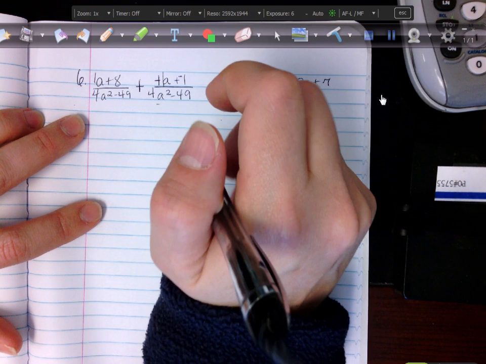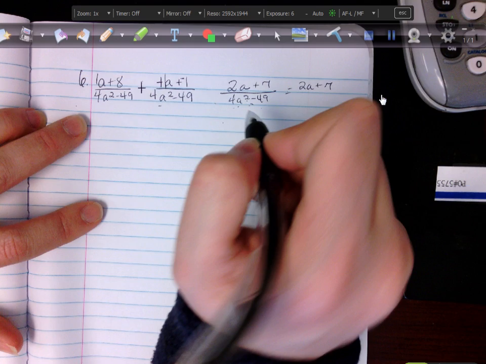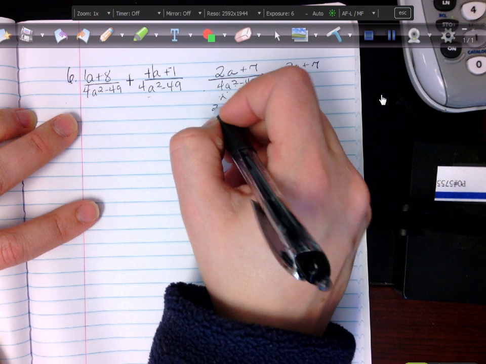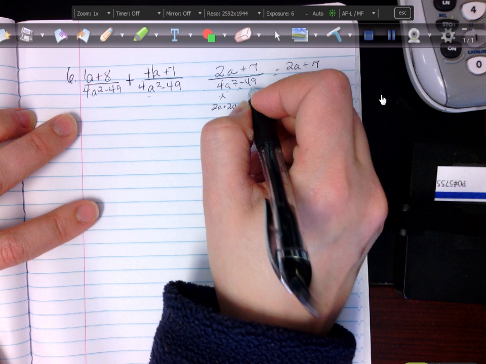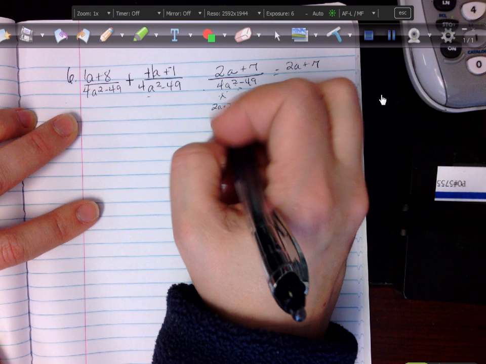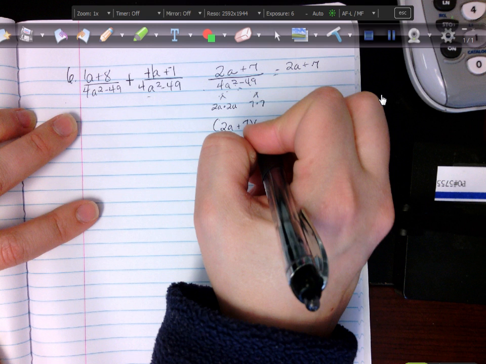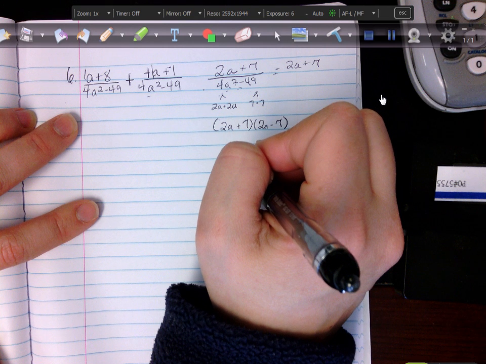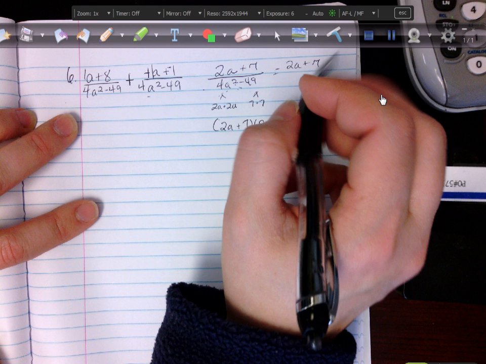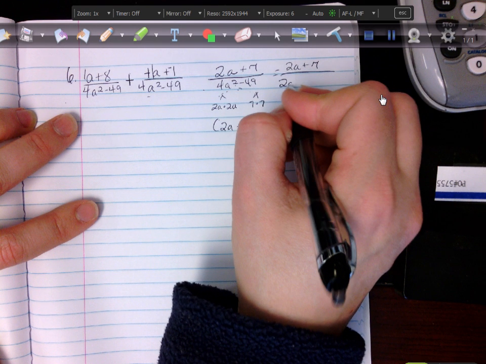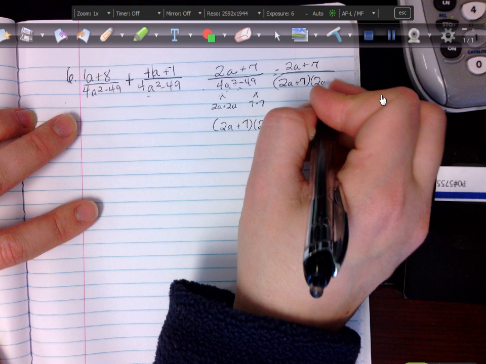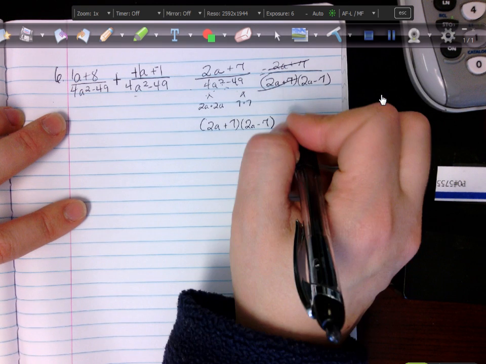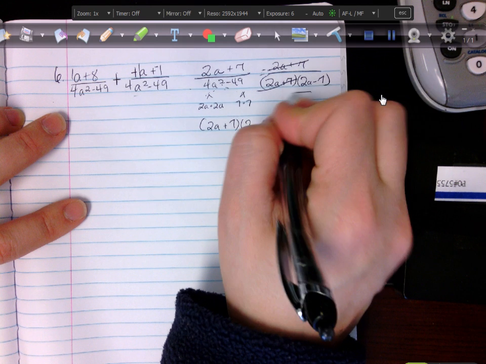My denominator, however, I'm going to look at this and see that 4a squared is a perfect square and 49 is a perfect square. So I'm going to be able to factor this out as perfect squares. 4a squared is the product of 2a times 2a, and 49 is 7 times 7. So I'm going to write that as 2a plus 7 and 2a minus 7. I'm going to bring that up and put that in my denominator because that is the denominator of the problem that is fully factored. Then I'm going to look here and see that my 2a plus 7 and my 2a plus 7 actually cancel, which is going to leave me with 1 over 2a minus 7 as my final answer.